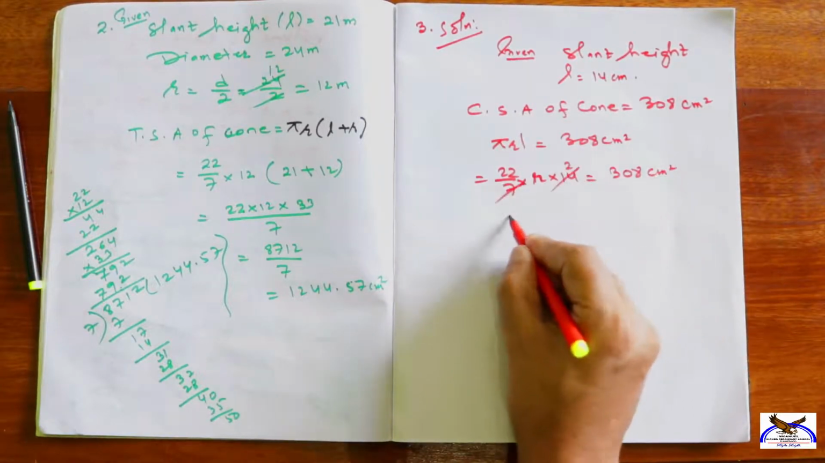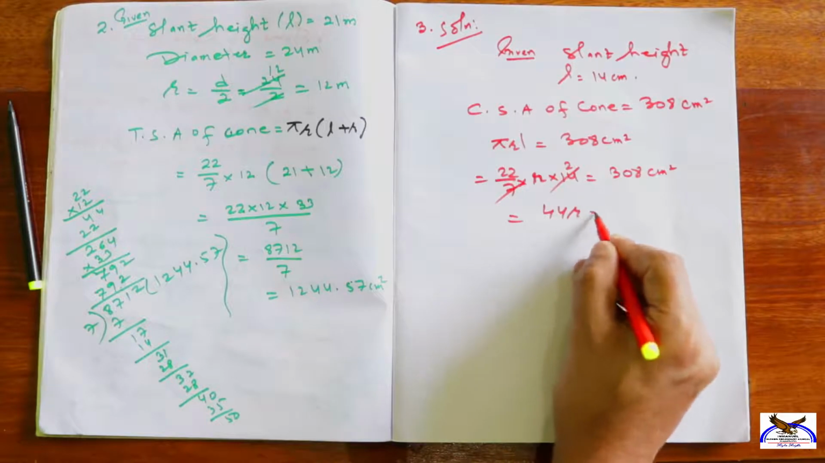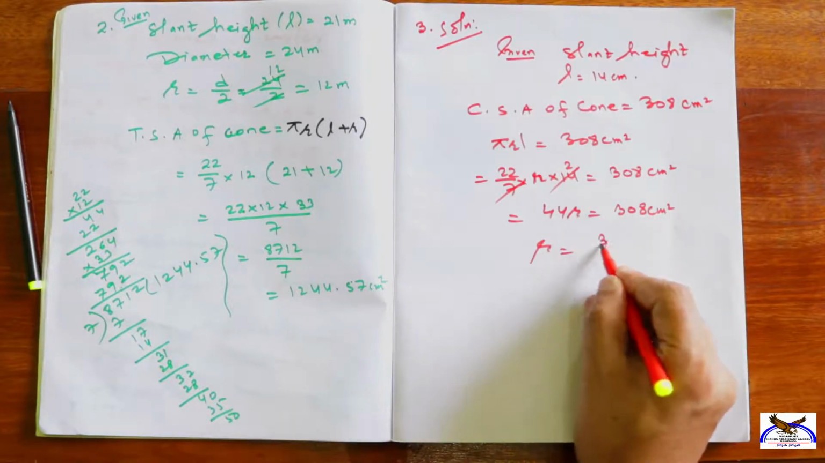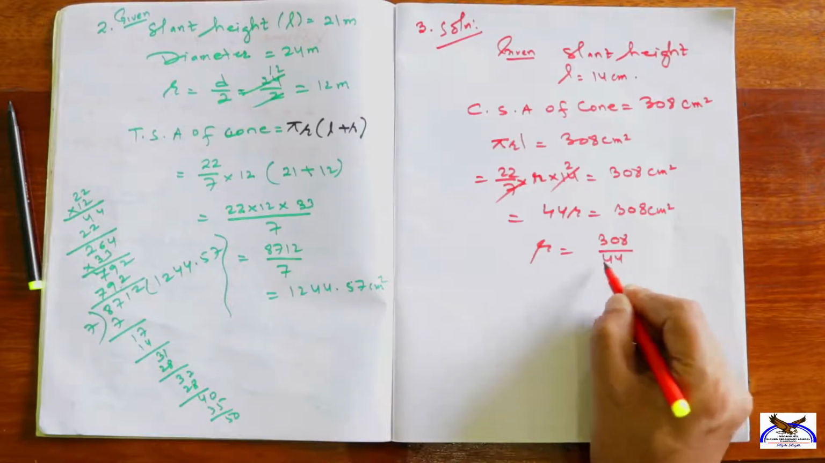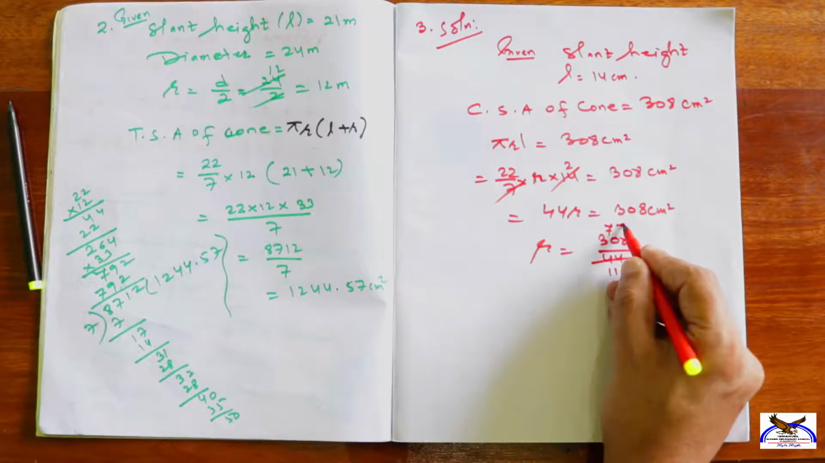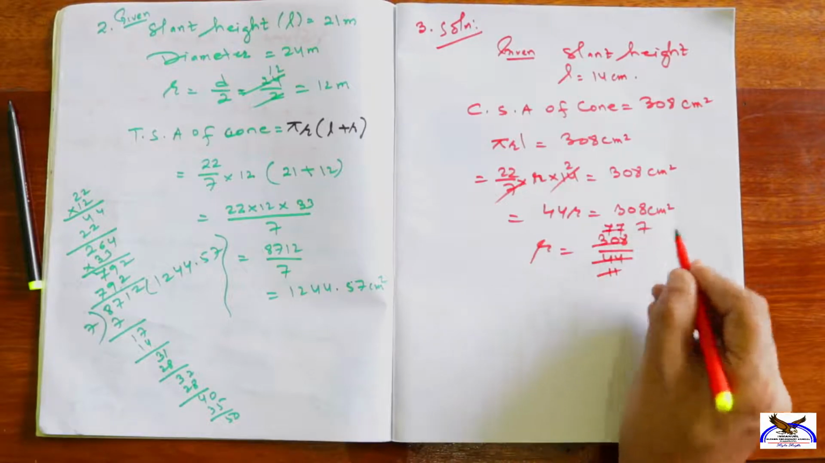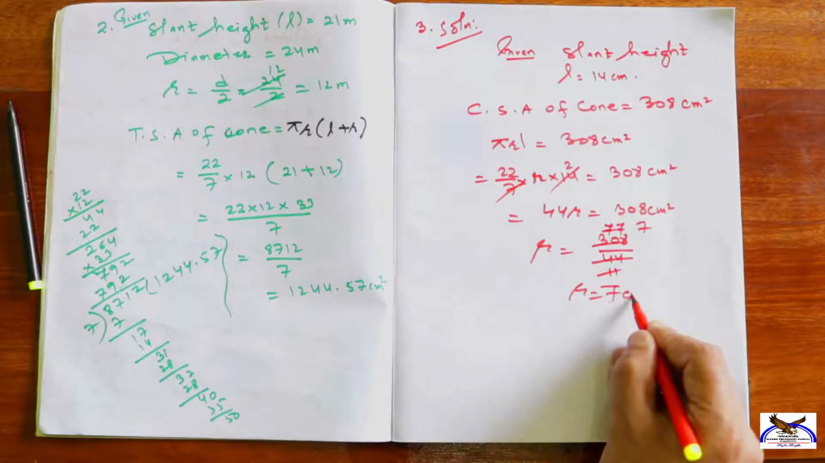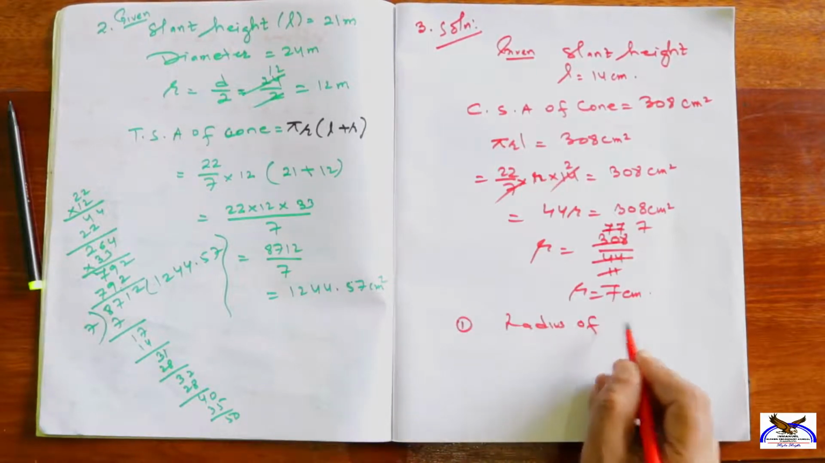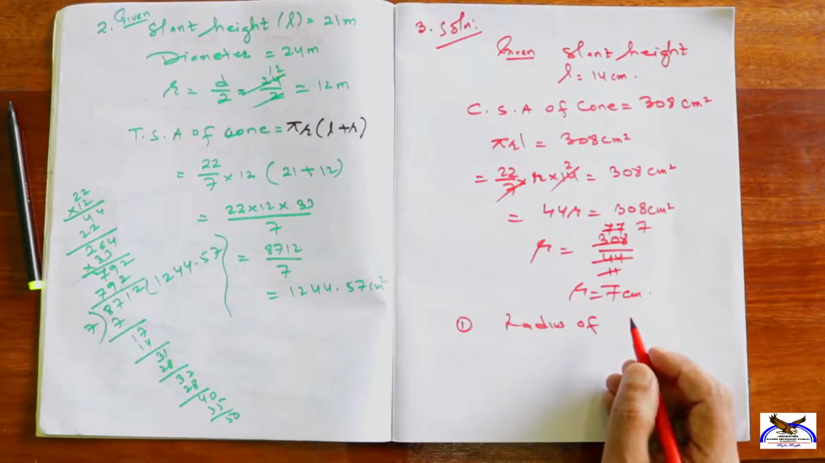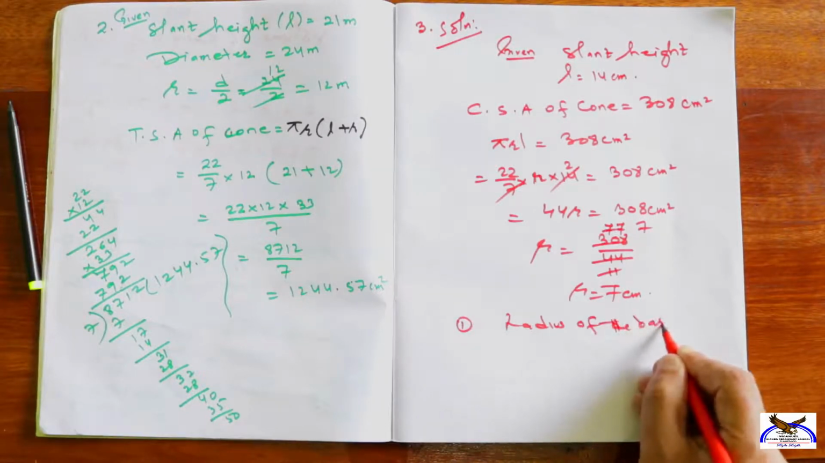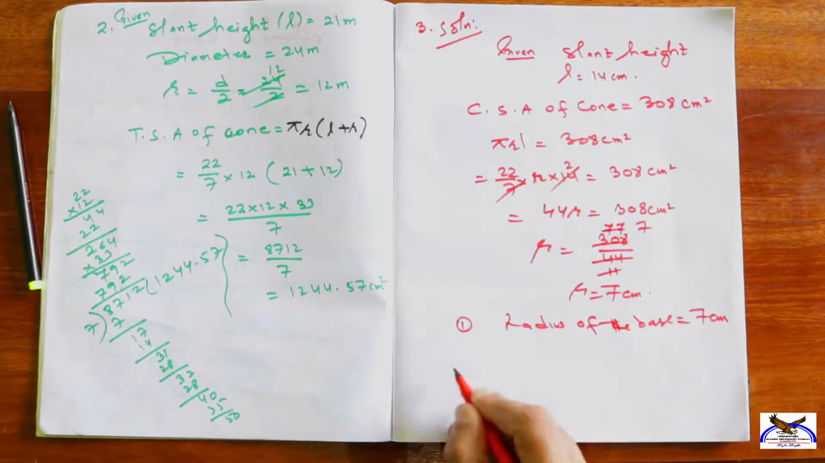7 2s are 14. So 2 into 22 is 44. R is 308 divided by 44. 4 into 11, 4 7s are 28, 2 left, 4 7s, so 11 into 7. R is 7. So number 1, the radius of the base is 7.